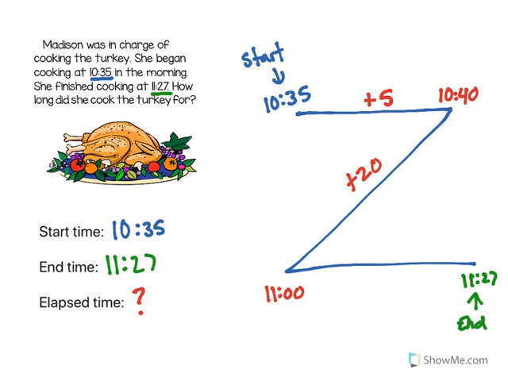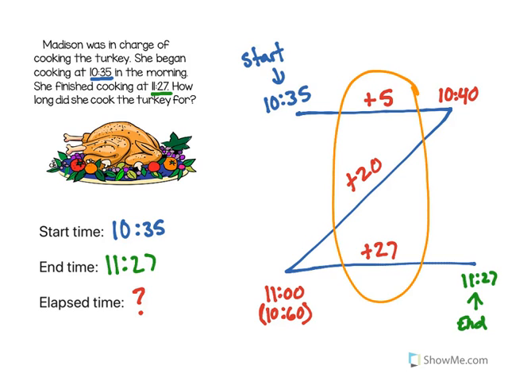Now, 11 o'clock can be written the same as 10:60. We can think about it that way, but we know that 60 minutes makes a new hour, so it's really 11 o'clock. So far I've added 5 minutes, and then I added 20 minutes. Now, I'm at 11 o'clock, and I need to get to 11:27, so all I have to do is add 27 minutes, right? That would put me at 11:27. So now here's the trick. To find the elapsed time, all we have to do is add those things together.